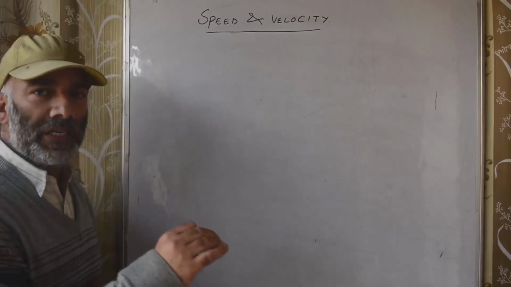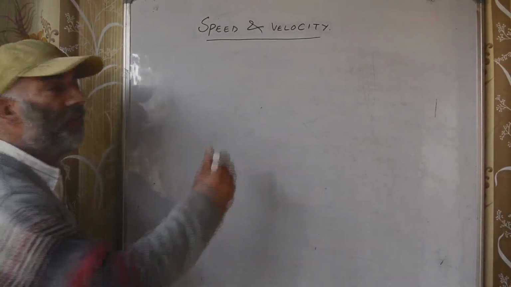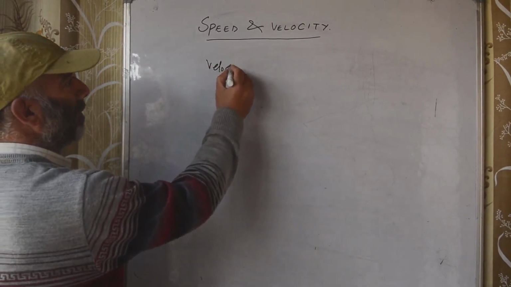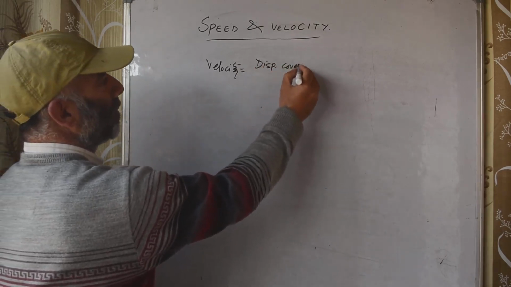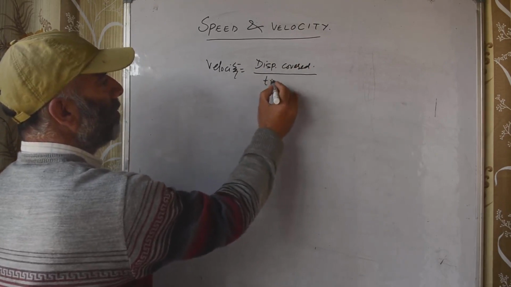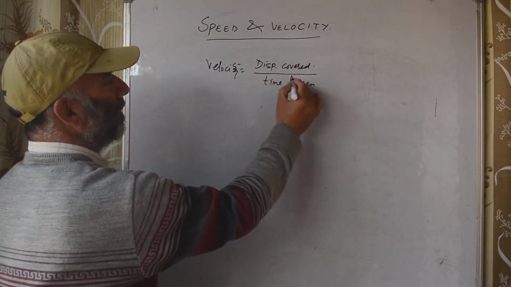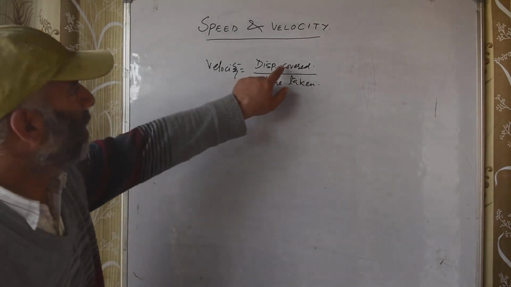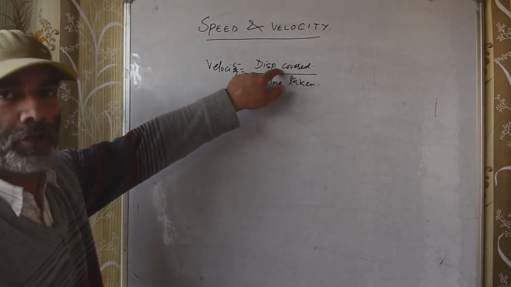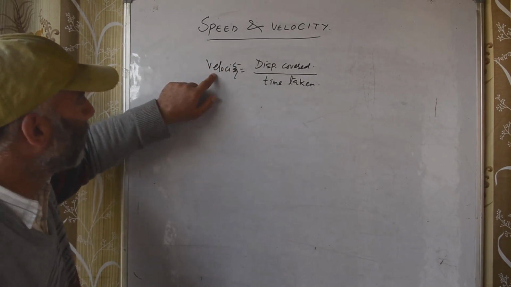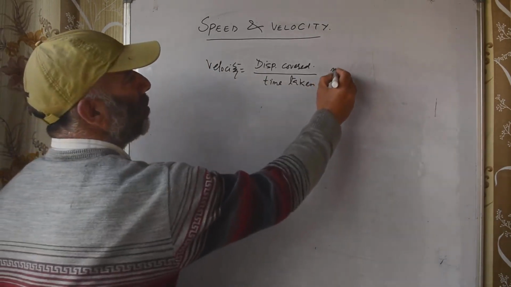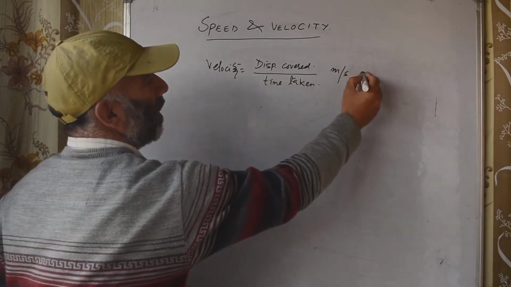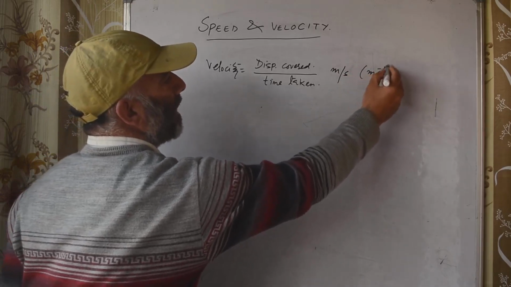Second part is regarding the velocity. Velocity is the rate of change of displacement. Velocity is basically the displacement covered divided by time taken. Since displacement is a vector quantity, on the basis of that we can write here velocity is also a vector quantity. Its unit is same as that of the speed. Its unit is meter per second or centimeter per second.